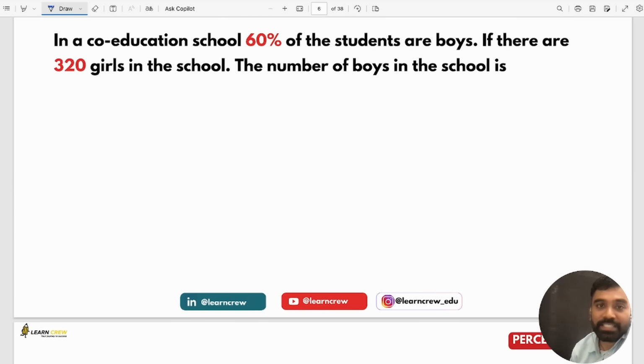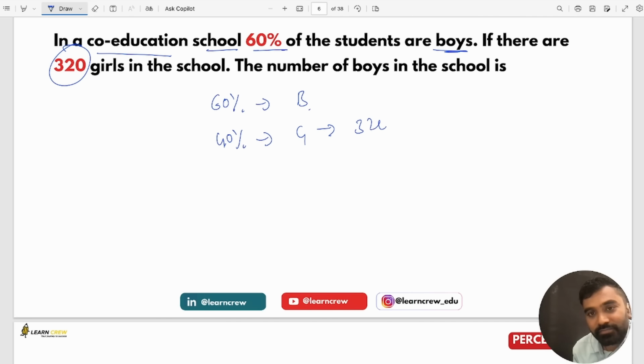In a co-education school, 60% of the students are boys. If there are 320 girls in the school, the number of boys in the school is how much? Co-education school, 60% of the students are boys. Okay, sir, 60% is boys. So how many are girls? Sir, remaining 40% are girls. Very good. If remaining 40% are girls, how many girls are there in the school? 320, sir. Sir, then 40% is equal to 320, sir? Yes, very good. Sir, what are they asking, sir? They are asking the number of boys in the school.